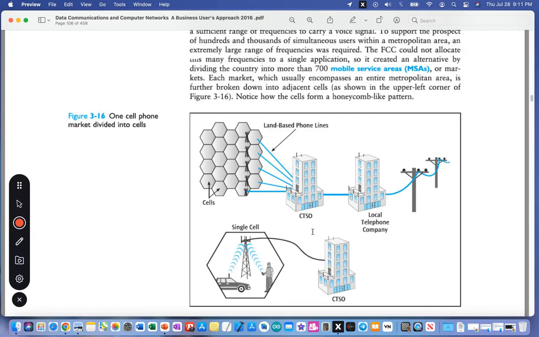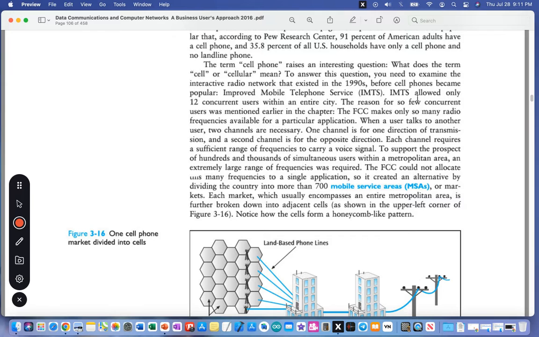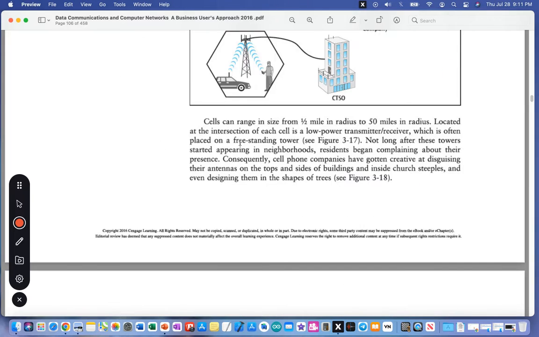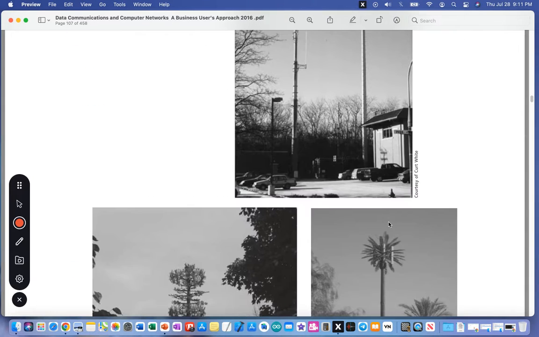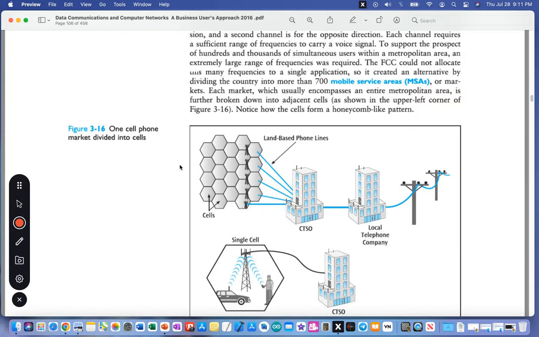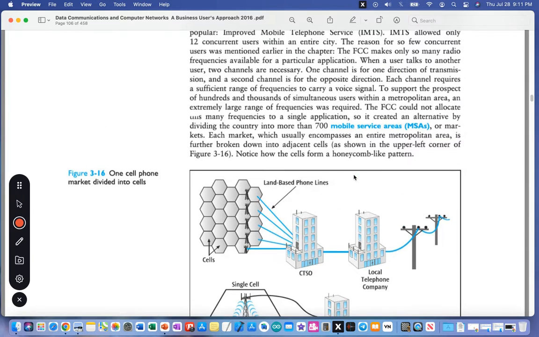And the office is called MSC, Mobile Switching Center, or MTSO, Mobile Telecommunication Switching Office, or it's called CTSO, and this is an abbreviation for, let me check, something like telecommunication switching office. Let's get that figured out here. It should be written somewhere. So if one call market is divided into cells, okay.